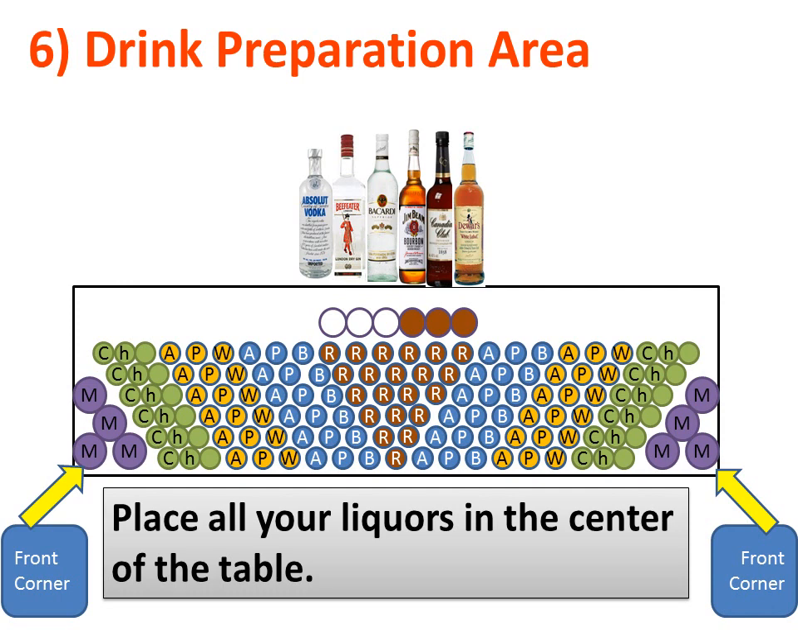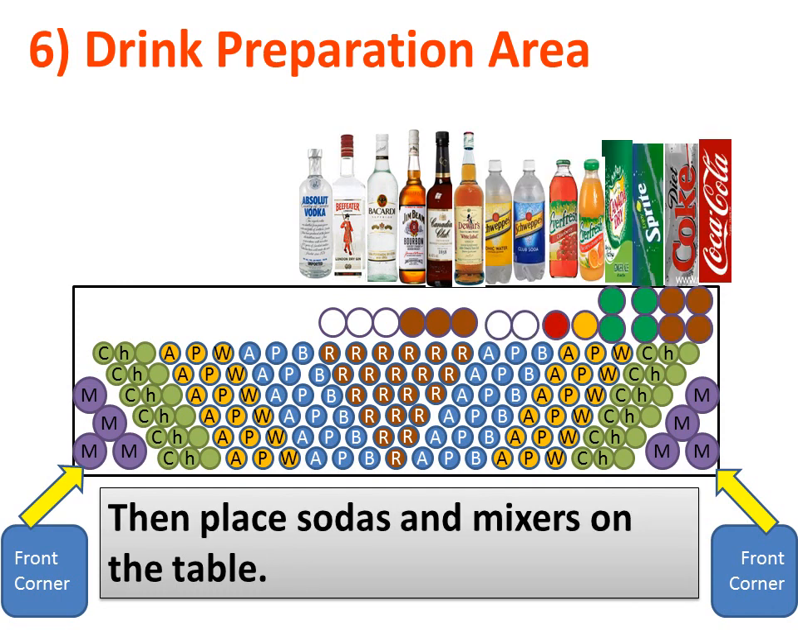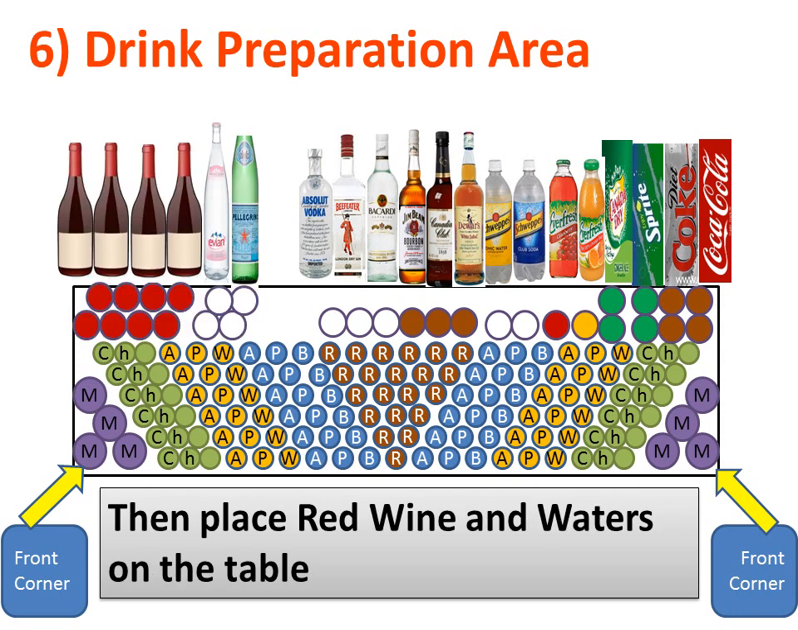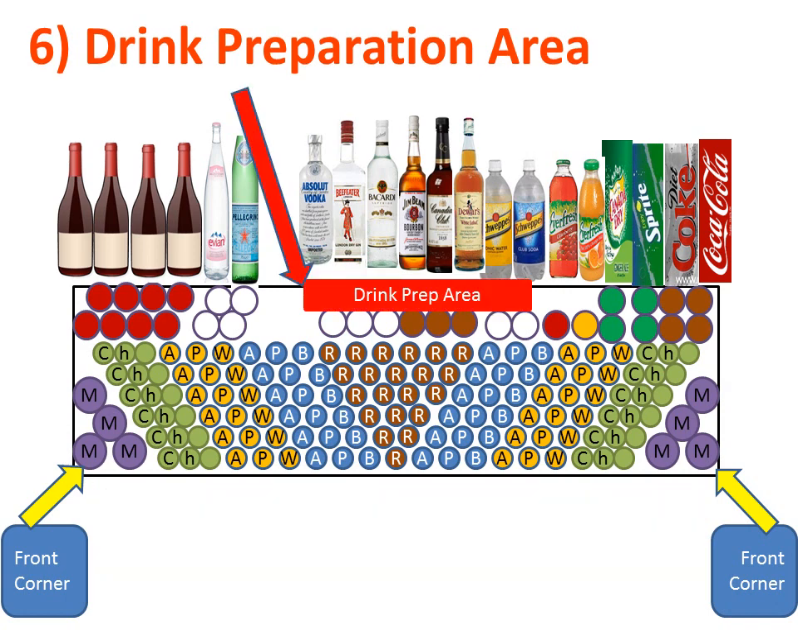Start by placing all liquors in the center of the table. Then, place sodas and mixers on the left side. Then, place bottles of red wine and water on the right side. This creates your drink preparation area. As you can see, it is not a very large space.